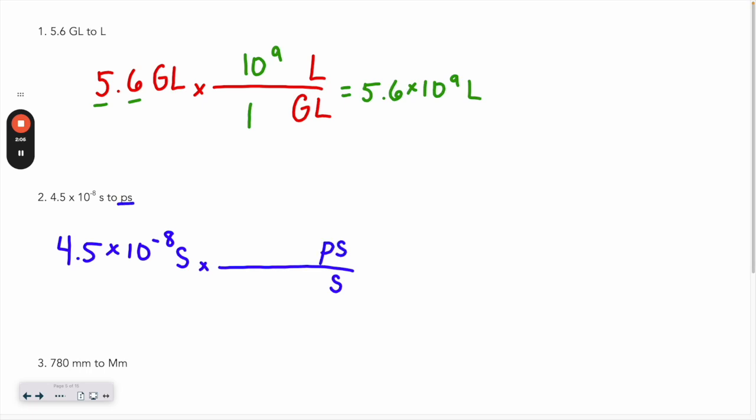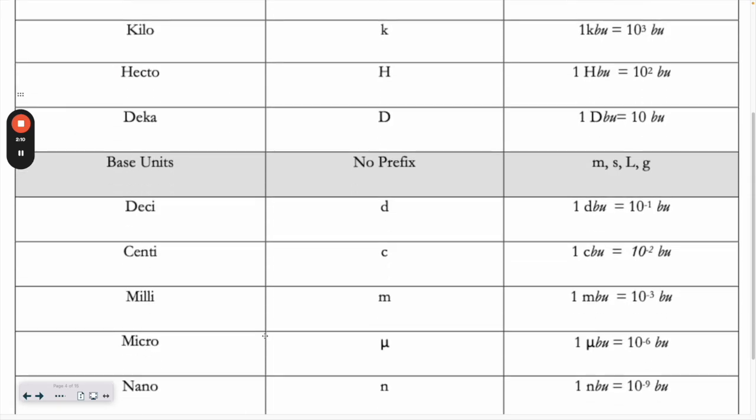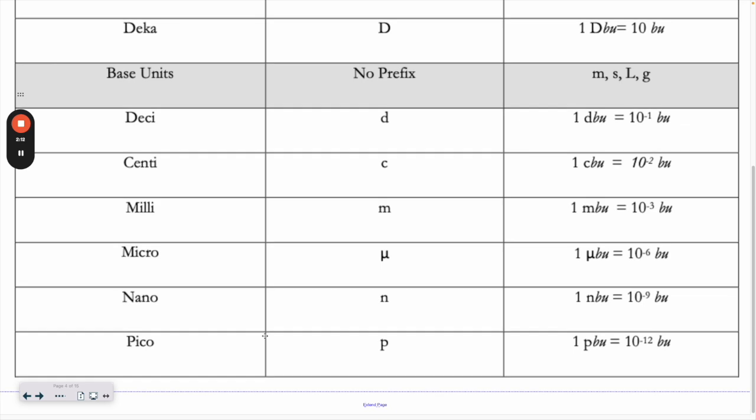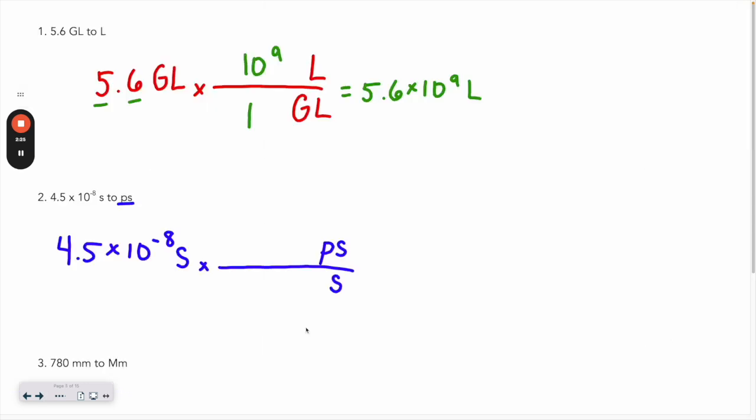Now I need to go back to my chart and find that relationship. My base unit is seconds, and I'm looking at pico. So this is saying that 1 picosecond equals 10 to the negative 12 seconds. I'm going to plug that back in here. So 1 picosecond is 10 to the negative 12 seconds.